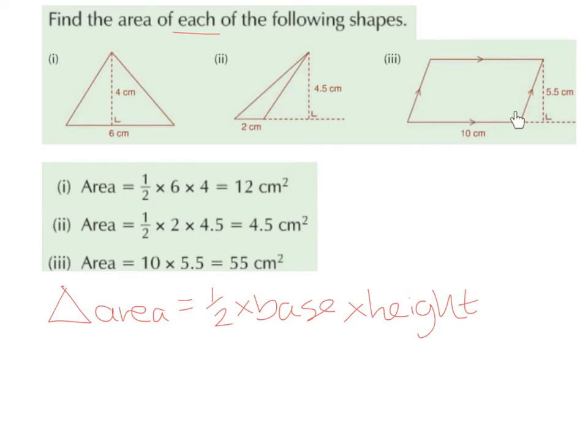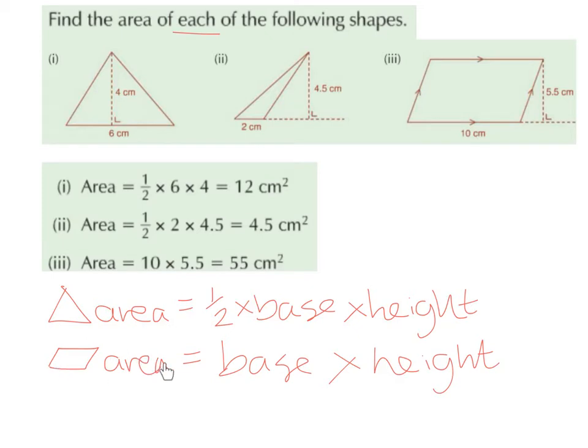And then we have a parallelogram. And to find the area of a parallelogram, we multiply the base by the perpendicular height. Again, it's not the slant height, so we would not be interested in this measurement here, or this one. It is the perpendicular height. So what meets the base at a T-junction? So this is the perpendicular height as well, and it's seen here on the outside as 5.5. So the area of a parallelogram, the formula, is base multiplied by perpendicular height.